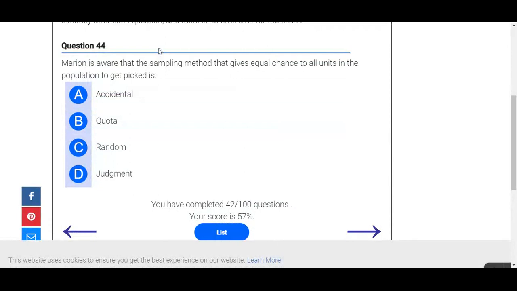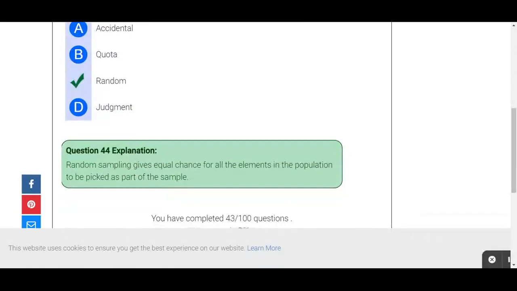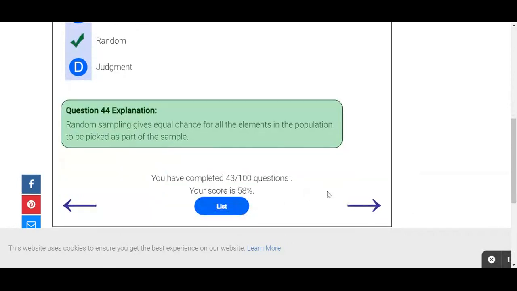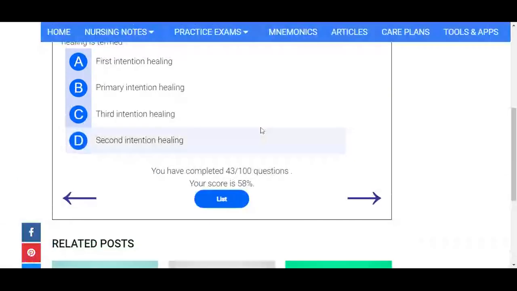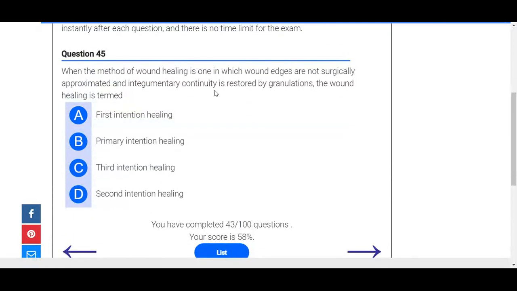Next one. Marion is aware that the sampling method that gives equal chance to all units in the population to get picked is called random. That is correct. Random sampling gives equal chance for all the elements in the population to be picked as part of the sample. Now, it's fun that there are also research questions here, not just purely nursing questions. Okay, next one.